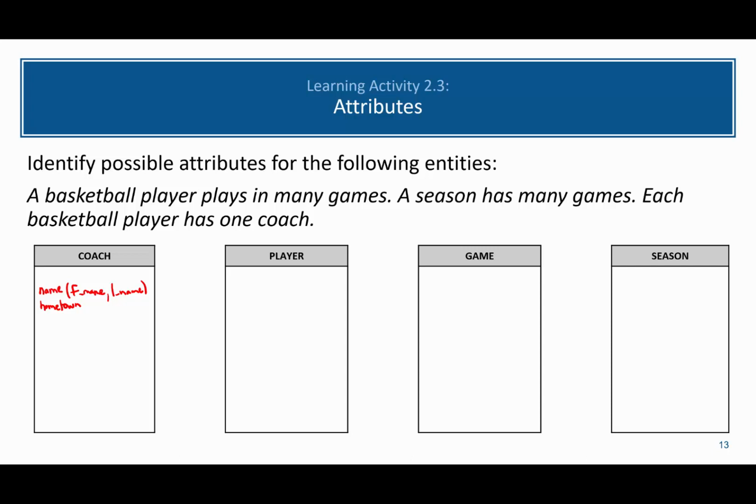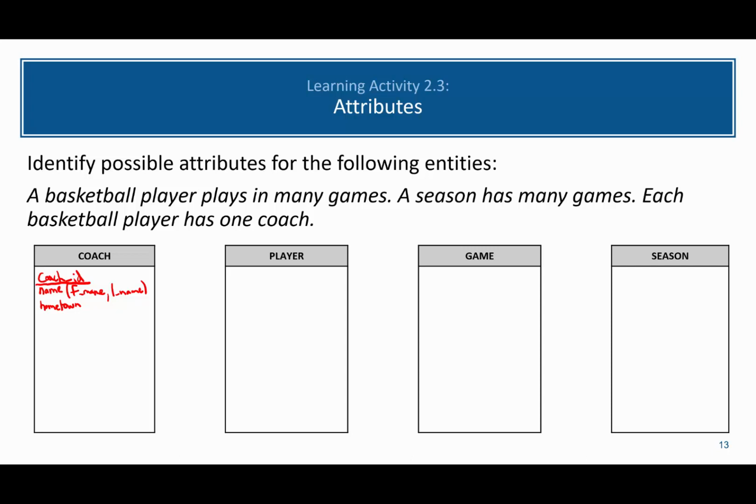Now, if I were to ask you, if I have the name of a coach, is that going to be unique for all coaches that exist in our system? Maybe, but if there's ever a chance for a duplicate, then that's not going to work. So what we want to do in this case would be to create our own identifier. So I'm going to call it coach ID, and I'll just go ahead and underline this. So we have an identifier, we have a composite, and a simple attribute.